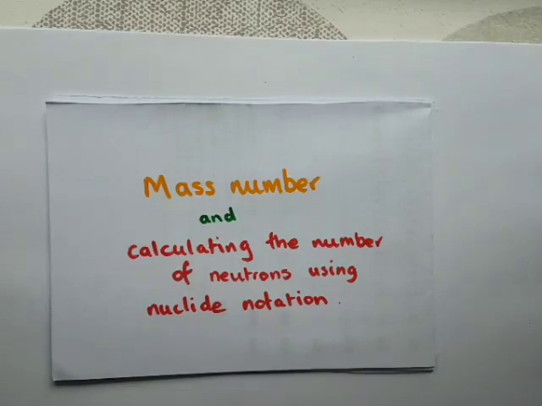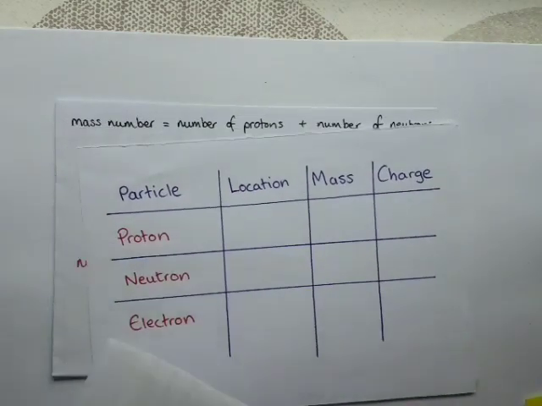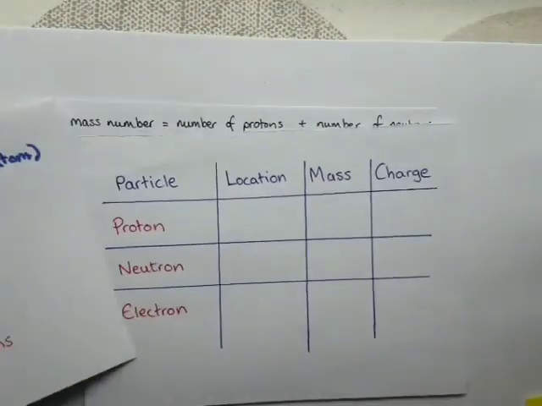This video is about mass number and calculating the number of neutrons using nuclide notation. It might sound a wee bit complicated at first, but trust me, it's really quite simple. First of all, what we're going to do is have a little look at the structure of the atom, because to understand calculating the mass number, we need to remember a few facts about the different particles in the atom.